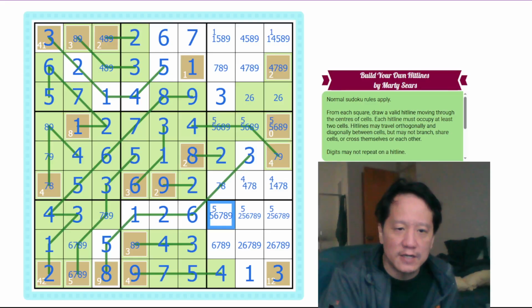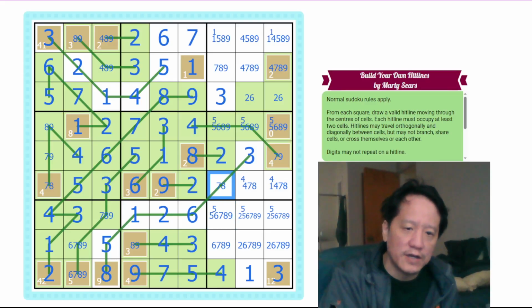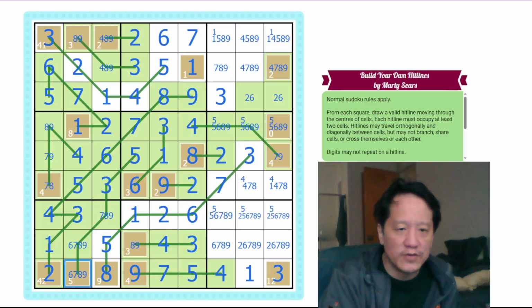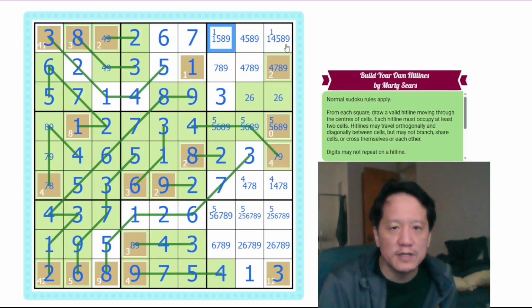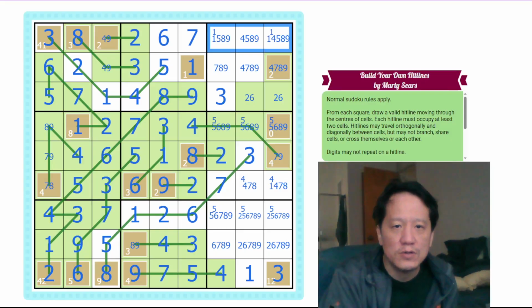This 8 eliminates 8 on the rest of the hit line, so this can't be 8. This is 7. This can't be 7, 8, or 9. It's 6. So this can't be 6 or 8. No 8 here. No 8 here. This becomes a 4, 9 pair, which eliminates 4 and 9 in the rest of the column, so this can't be 9. This is 7, which eliminates 7 here, so it's 9, which eliminates 9 here, so it's 8. That eliminates 8 in the rest of the row. So this can't be 8.